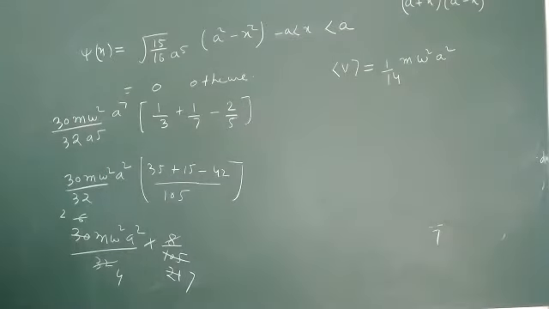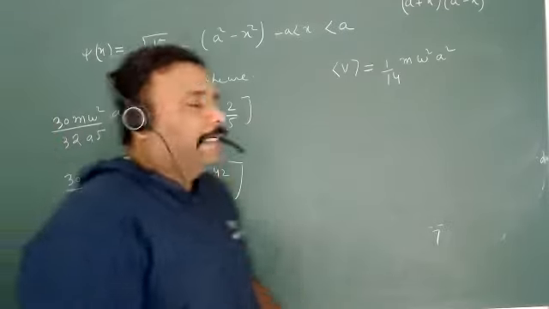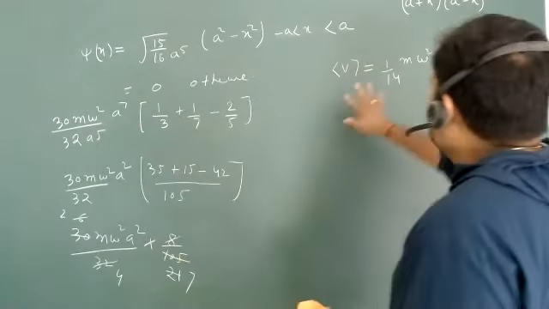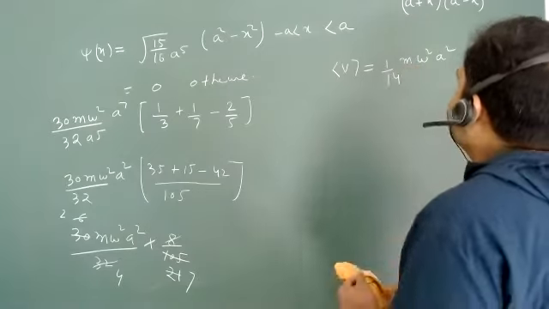Yes, sir. Good. It's a nice number. Okay, so assume this calculation is correct. You can just verify this calculation yourself. And this can be 1 by 14 m omega square a square.